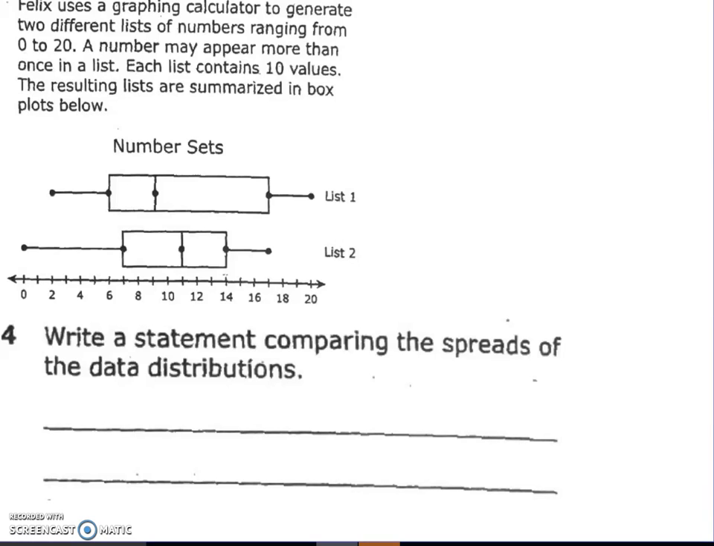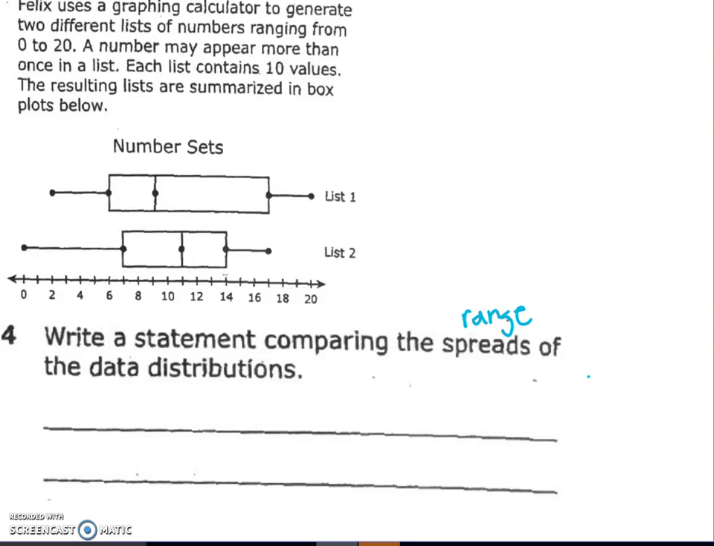Felix uses a graphing calculator to generate two different lists of numbers ranging from 0 to 20. A number may appear more than once in a list. Each list contains 10 values. The resulting lists are summarized in box plots below. Write a statement comparing the spreads of the data distribution. Remember, spread is another word for range.